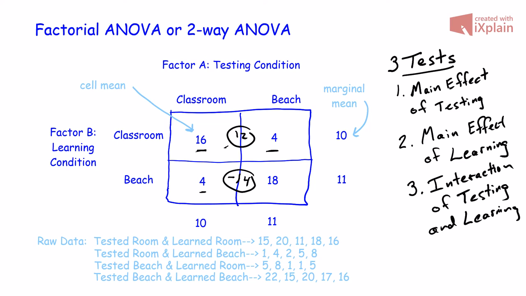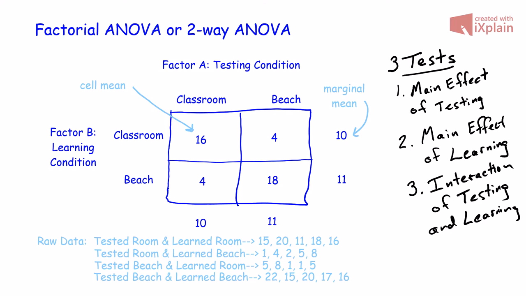If we look back at the main effects, they're each different by 1. This is different by 1, and this is different by 1. So it might be possible that these main effect differences are due to sampling error. We'll have to do the test to find out for sure.